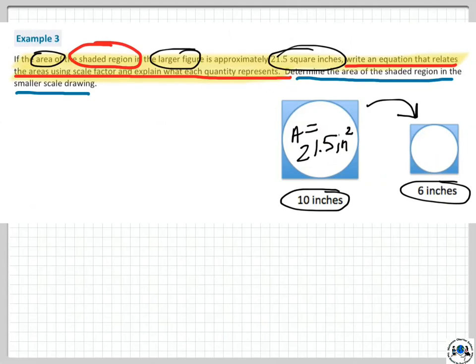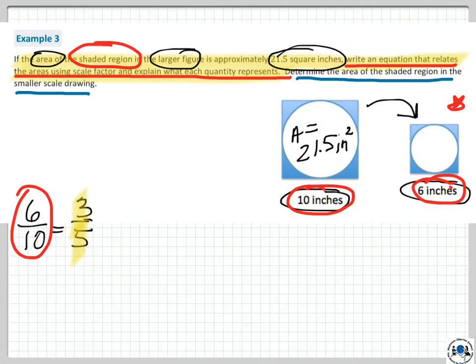This smaller figure here is a scale drawing of the larger figure. Therefore, all of its ratios, including the ratios of the shaded area and of the circle inside, remain consistent from a one-dimensional point of view. So let's figure out our scale factor. The scale factor of the corresponding sides is 3/5, using our 6 inches over the 10 inches. That's where I get my 6/10 from, and I get 3/5.